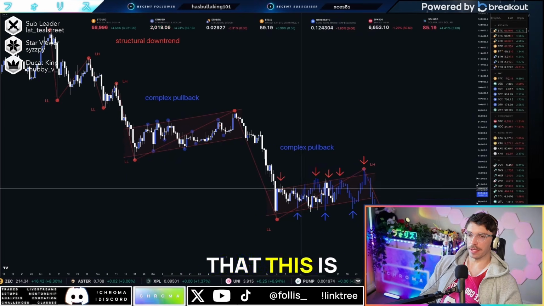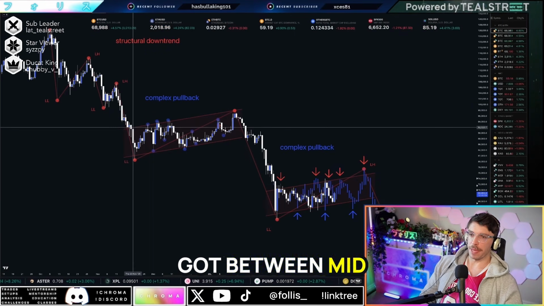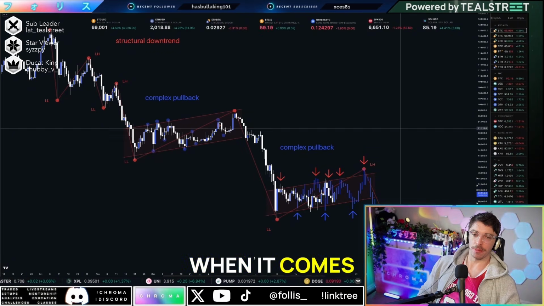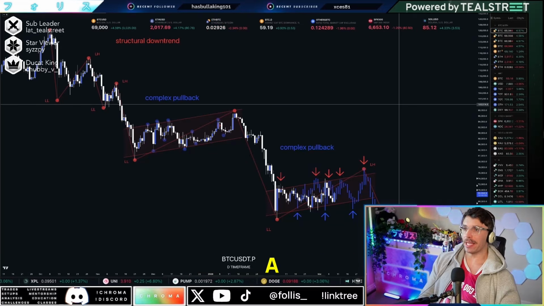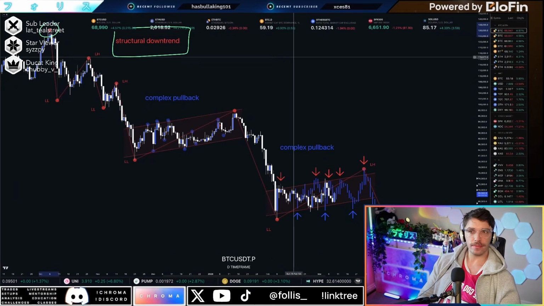I still think that this is going to end up being just a complex pullback like what we got between mid-November and the start of January. And I do think that the next leg down, when it comes, the next high time frame trending move will be to the downside and a continuation of this structural downtrend that we've been in since October.